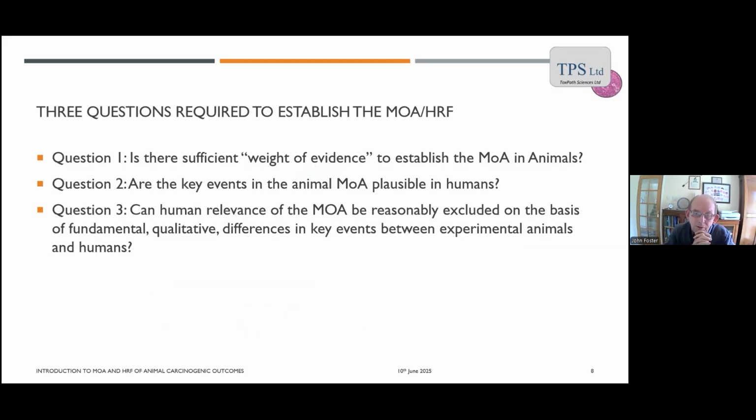So what the mode of action HRF approach asks you is 3 questions. The first question is, is there sufficient weight of evidence to establish the mode of action in animals? Question 2, are there key events in the animal mode of action that could work in humans? So is there qualitative similarity between these? And then the last one, can human relevance be excluded on the basis of qualitative and quantitative differences? Because sometimes the amount of a particular chemical might be too low to generate sufficient of the metabolite needed in one of the key events.